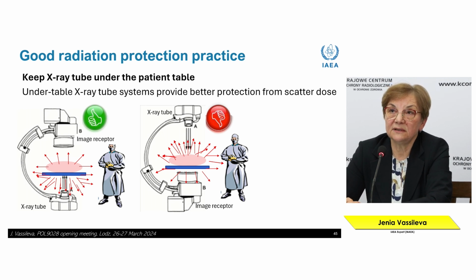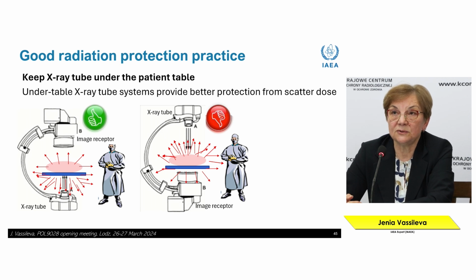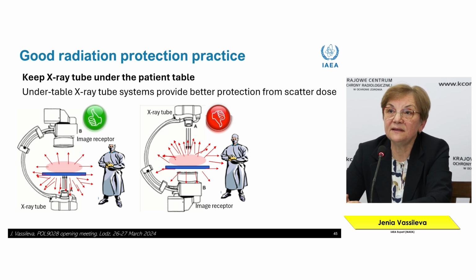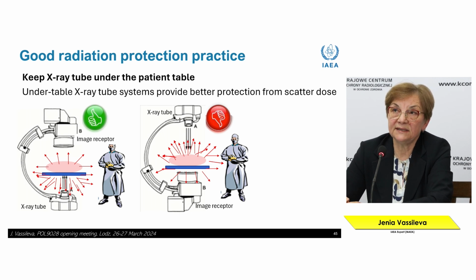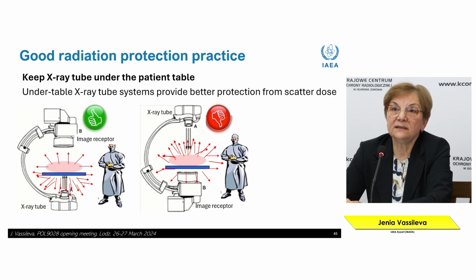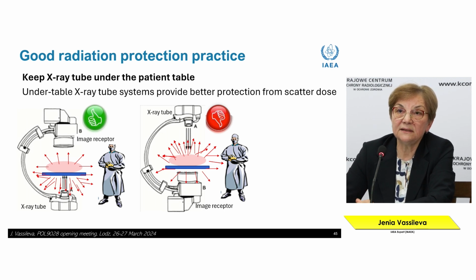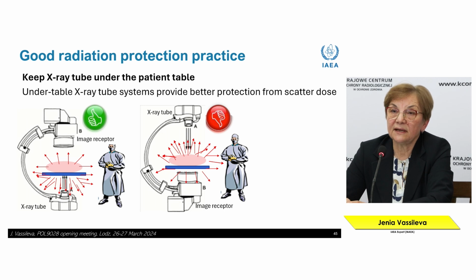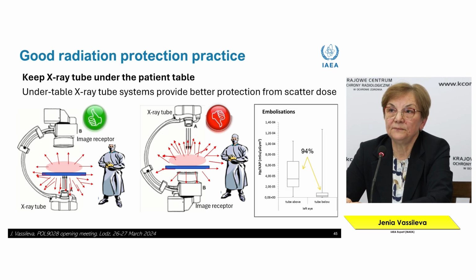This is, of course, in an angiography room, where you can't put the tube above the table, but I have seen this in surgical rooms. For example, when orthopedic surgeons are using an X-ray tube above the patient body. Of course, in this case, much more scatter comes to the head, to the eyes, because on the opposite side, when the tube is under the table, most of the scatter is absorbed in the patient body before reaching the open parts of the staff body.